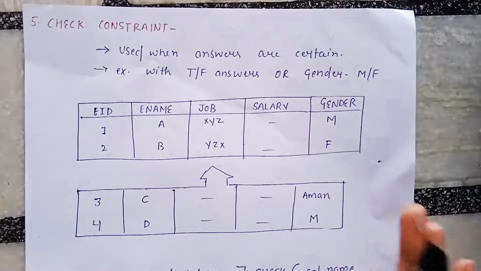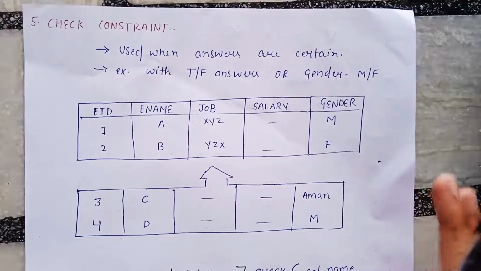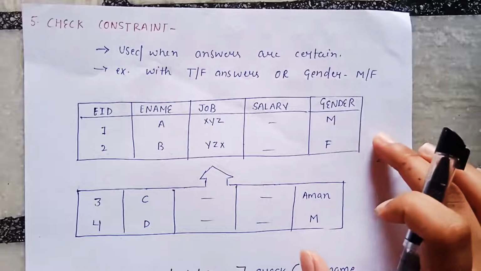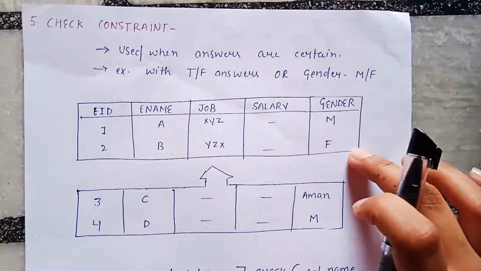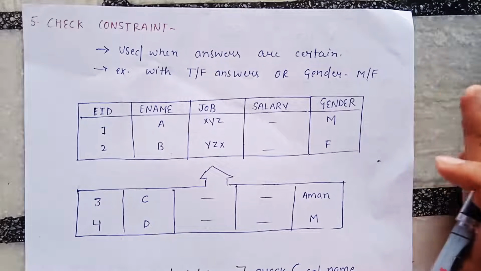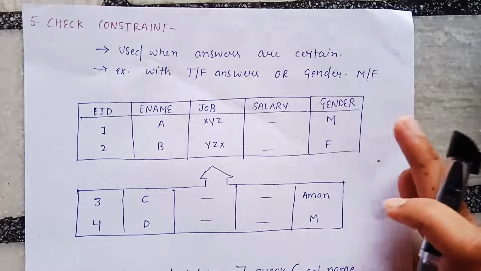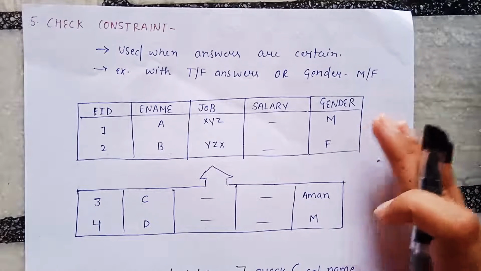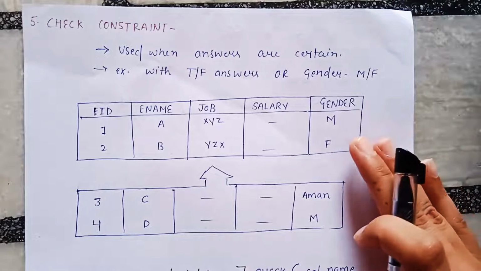the check constraint. Now what is the use of this check constraint? It is basically used when we know in advance what kind of answers should be entered in that particular column. For example, in a column that consists of true and false answers, we are sure that the value should be either true or false. So in this case we apply a check constraint on that particular column.